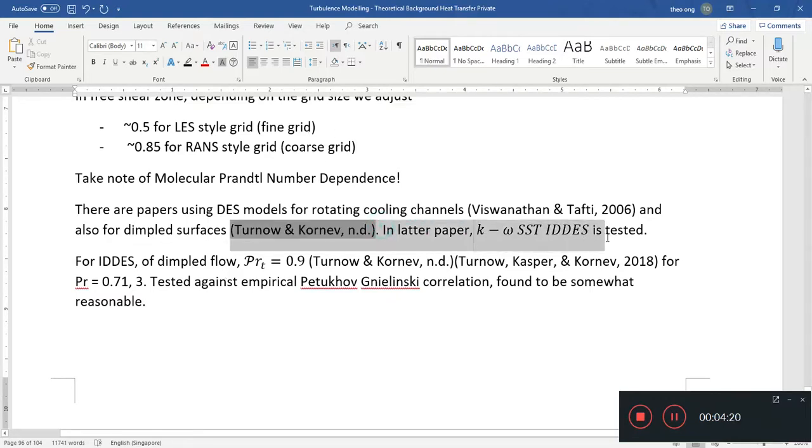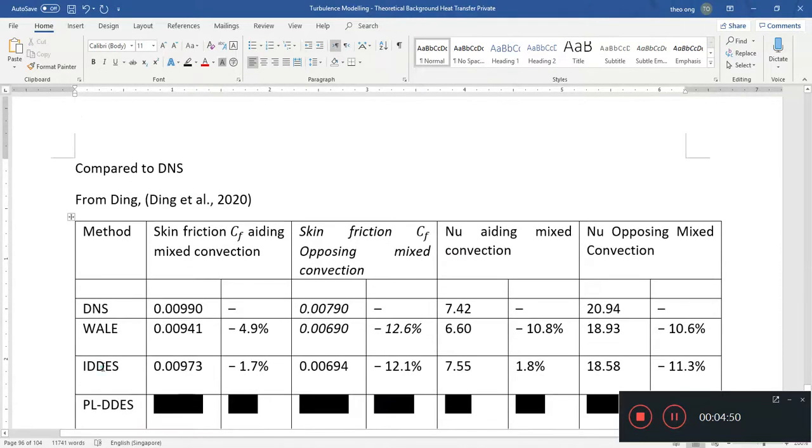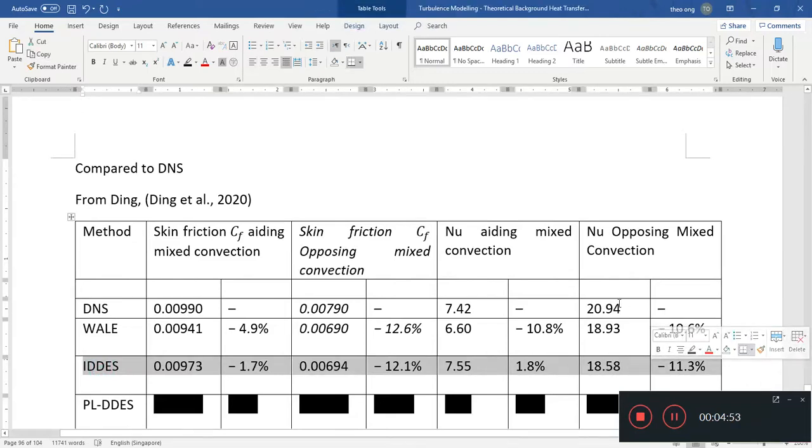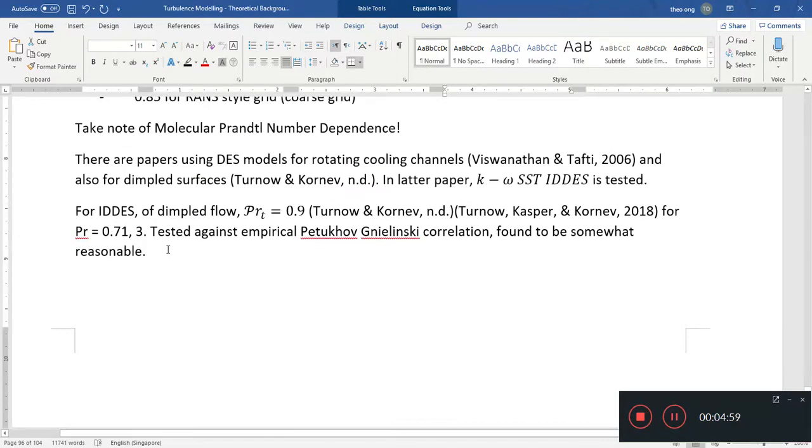And of course, in this paper, the K omega SST IDDES is used. For IDDES flow in this situation, a Prandtl number of 0.9 is used. Even if you left it at a constant 0.9 for IDDES, for this Prandtl number range of 0.71 and 3, tested against some empirical correlation, it is found to be somewhat reasonable. Very similar to how these results are compared against DNS, except of course for opposing flow convection. So this is for dimpled flow.